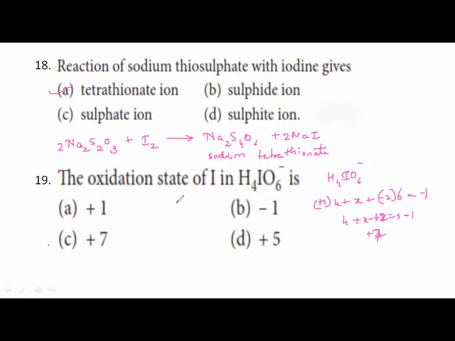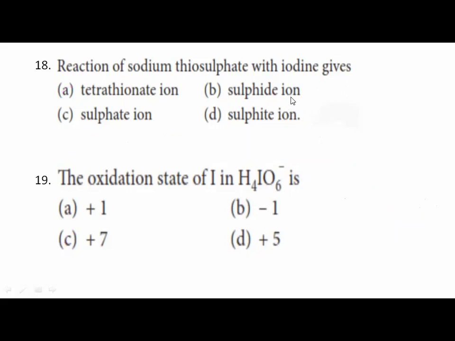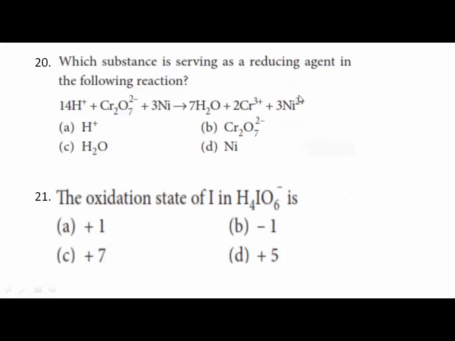It is plus 7. Of iodine, it is plus 7. 6 2s are 12, it is minus 12. I had written 8, so minus 12 plus 4 is minus 8. Plus 8, it becomes plus 8 minus 1 is 7. So plus 7 is the oxidation state of iodine.